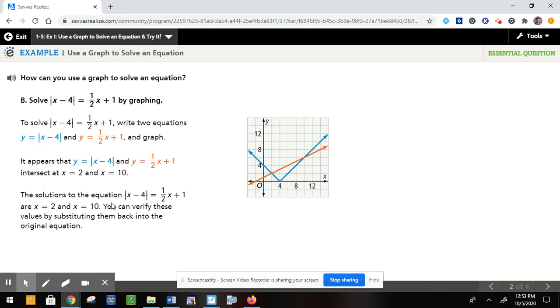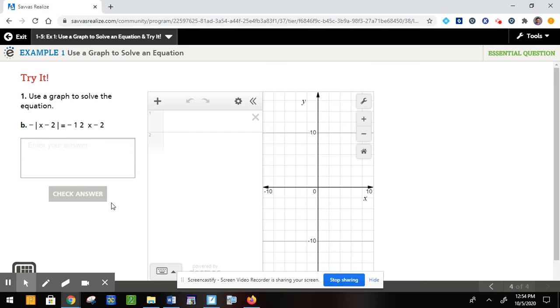Again, we're only interested in the x coordinates of those because we're solving the equation. So it's like the value of x. So the x value here is 2. Just notice how it's scaled as well. So one block is 2 here, so the x value of 2. Then this one's at an x value of 10. You can verify these by substituting them back into the original equation. So if I substituted 2 in for x, you would get the same thing on both sides, and same with 10. Okay. Let's look at the third one.